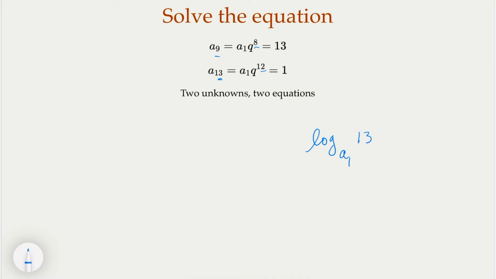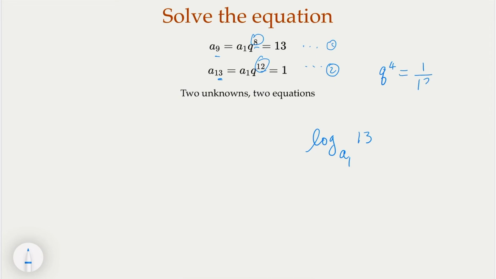Let's observe the exponents 8 and 12. The difference is 4, and both look like multiples of 4. So let's divide these equations. I call this 1, I call this 2. If you divide 2 by 1, the left hand side a1 cancels, and you're going to have q to the 4th power equal to 1 over 13.